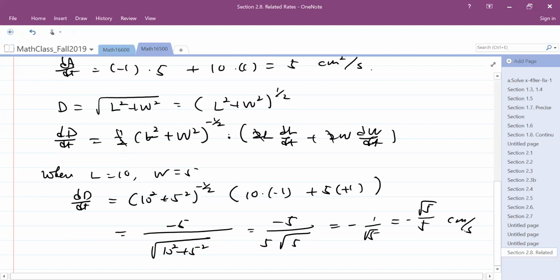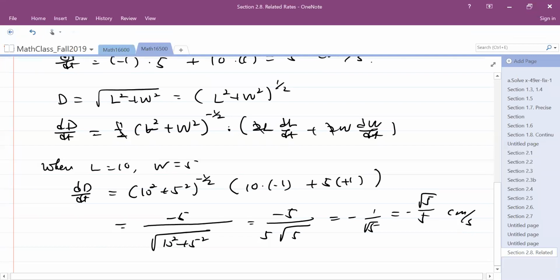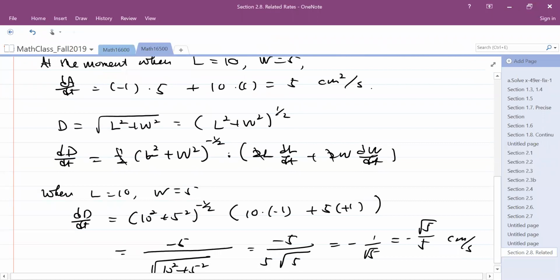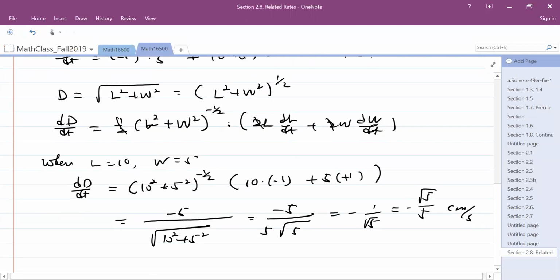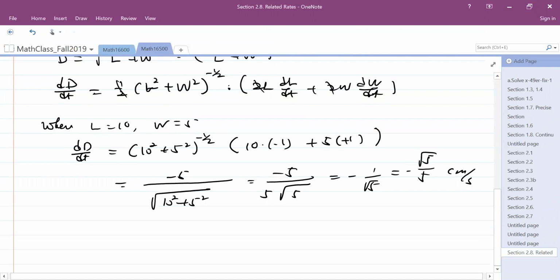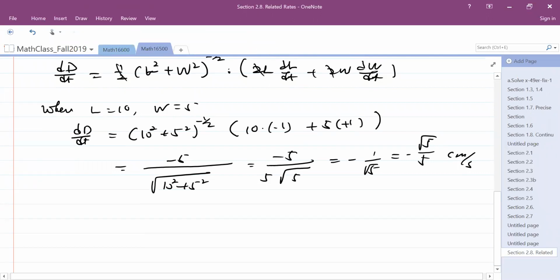At the moment when the length is 10 centimeters and the width is 5 centimeters, if the width increases and the length decreases, we find out, based on my computation, that the area increases at the rate of 5 square centimeters per second. But the length of the diagonal is getting shorter. Okay, the length of the diagonal is getting shorter. It's negative. The rate of change is negative.